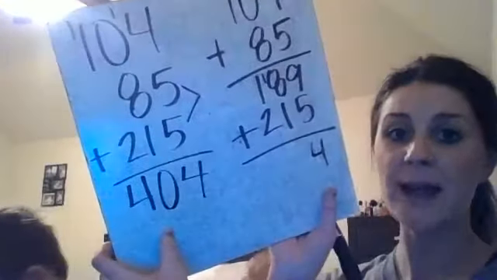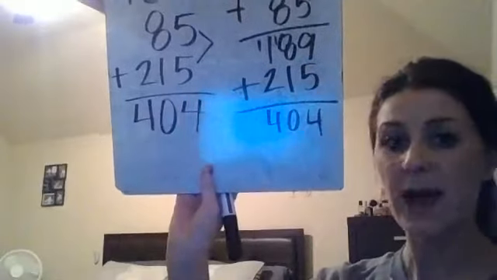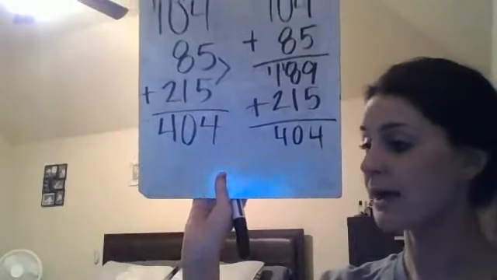14. At first I thought I messed up. 14. Carry over your 1. 8 plus 1 is 9. Plus 1 is 10. Carry over your 1. 1 plus 1 is 2. Plus 2 is 4. 404. I still got the exact same answer.